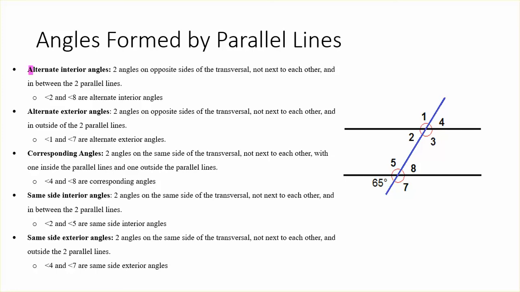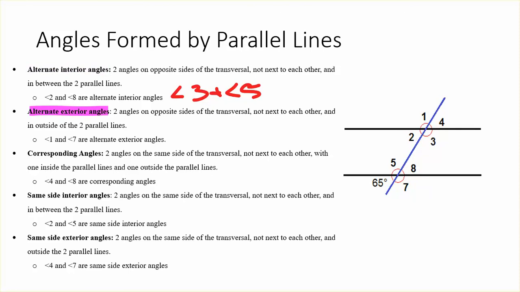Let's start with alternate interior angles. These angles are on opposite sides of the transversal. That's the line that crosses the other two. They're not next to each other, and they're in between the two parallel lines. So on our picture, angle 2 and angle 8 are alternate interior angles. If I wanted a second pair, angle 3 and angle 5 are also alternate interior angles.